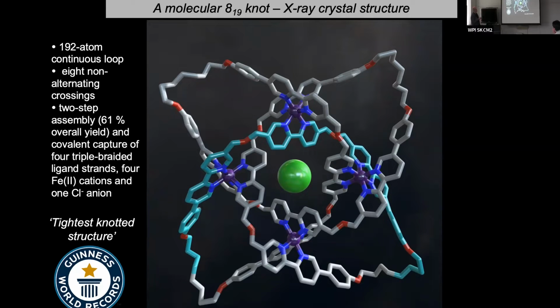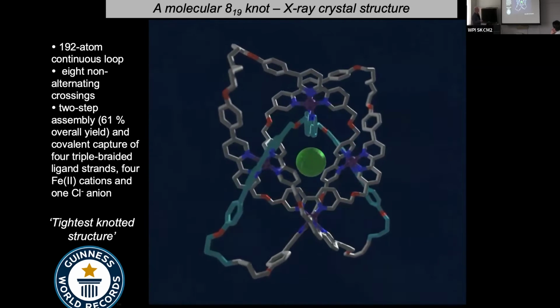So this is a 192 atom continuous loop. It's got 8 non-alternating crossings now, and this one's made in 2 steps. You assemble the helicate, and then you do the ring closing metathesis to capture the structure. And actually, this is the tightest physically knotted structure that's known, and it appears in the Guinness Book of Records as the tightest knotted structure, for a bit of fun.